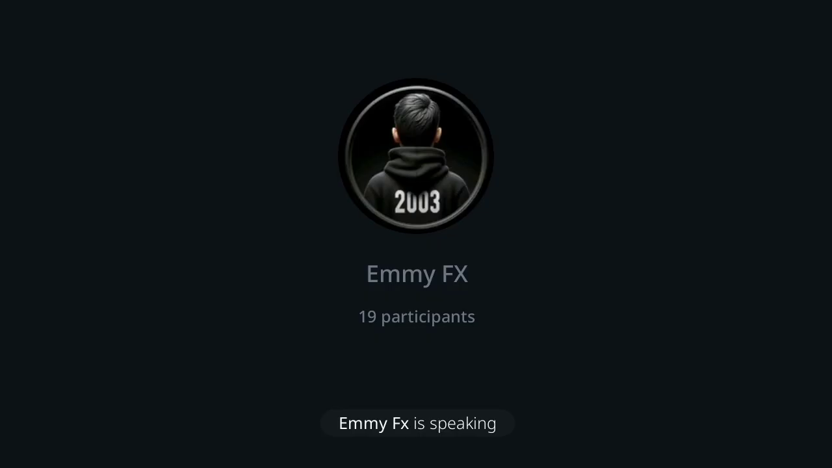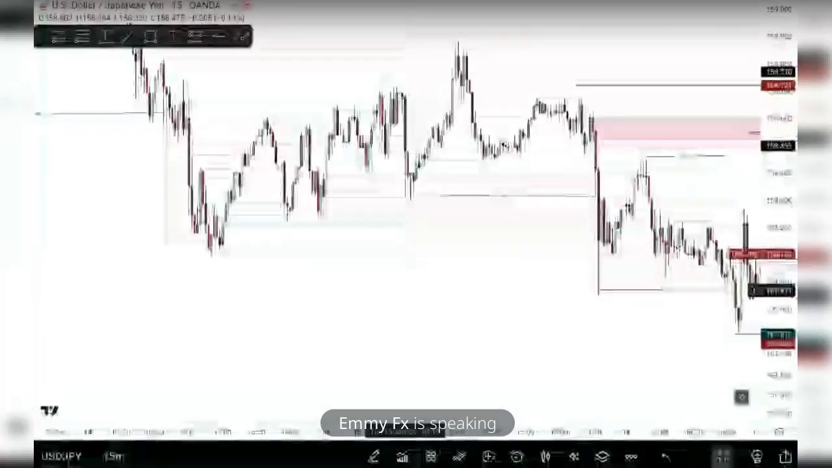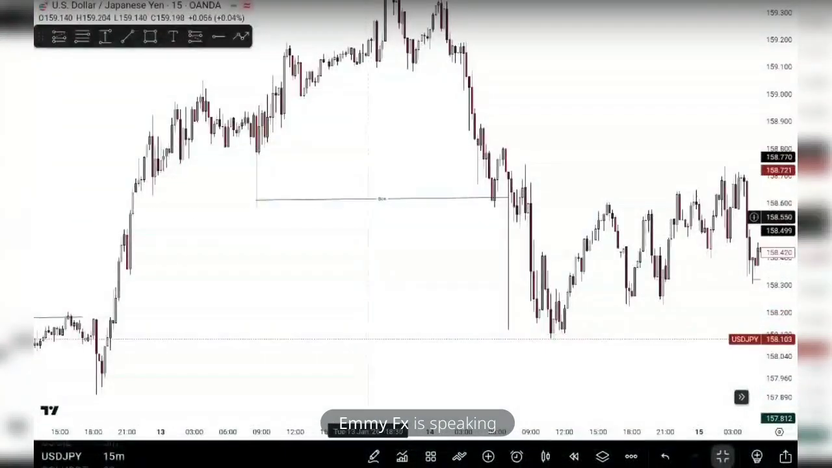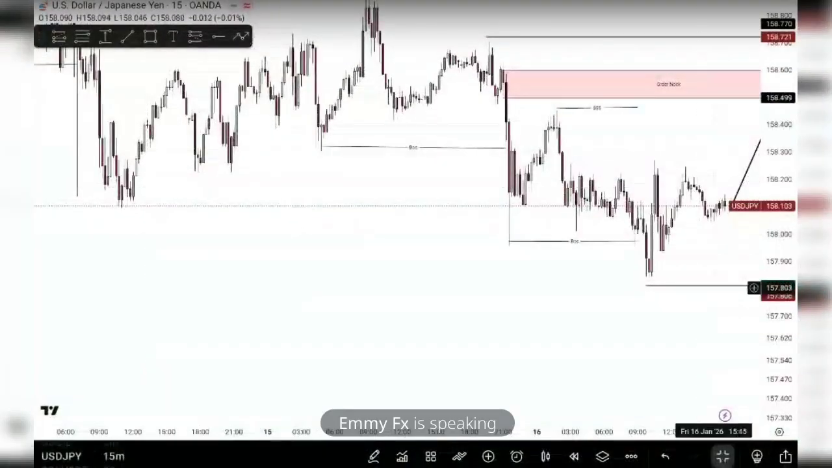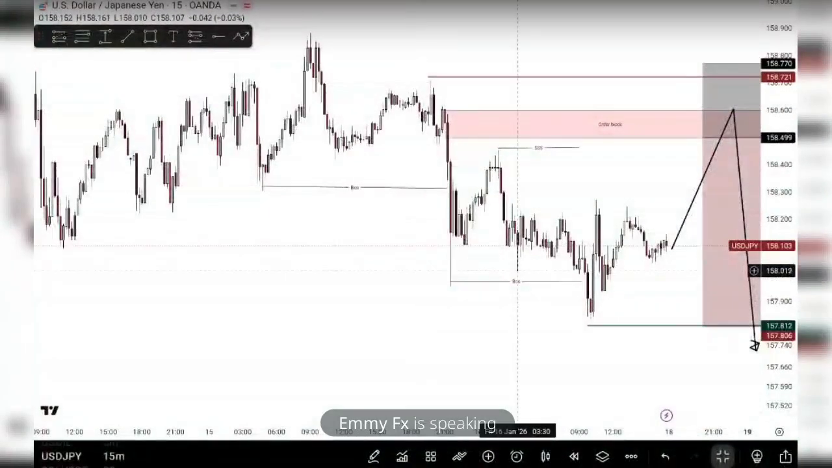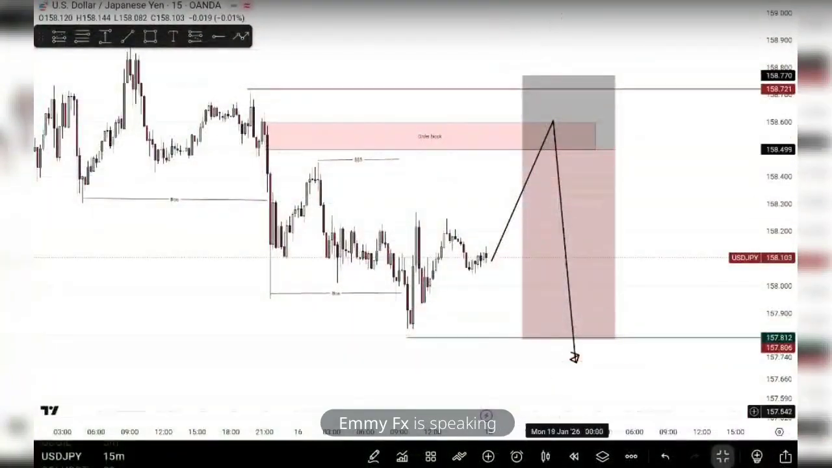Now we need a sell from here. Price returns back, we have a sell to the downside. We have this market structure shift, a breakout structure to the downside. We also have another breakout structure to the downside. Price returns back from here, and we catch a sell to the downside.